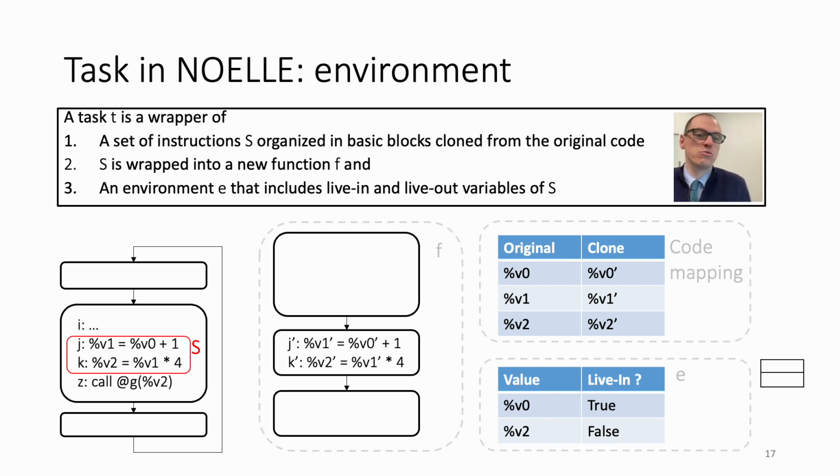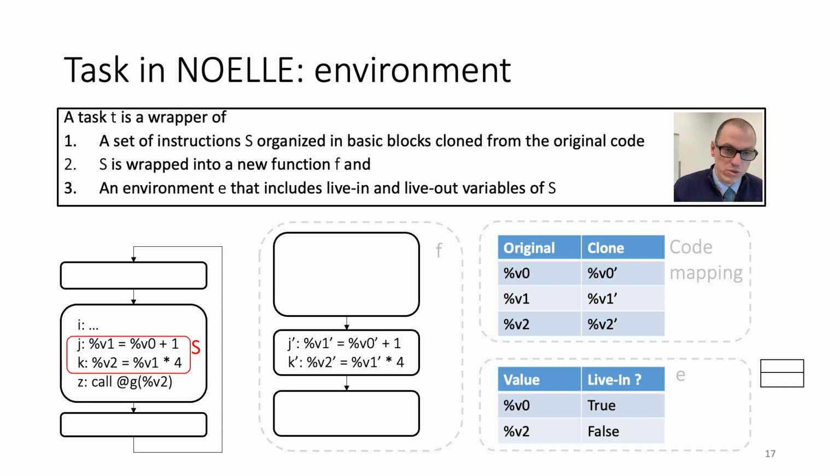But let's now assume that we're going to make a different design decision. Now the object E is an array, but is not an array of pointers anymore. It is an array of two elements, and these elements are directly the live in and live out variables. So the first element is v0 and the second element is v2.